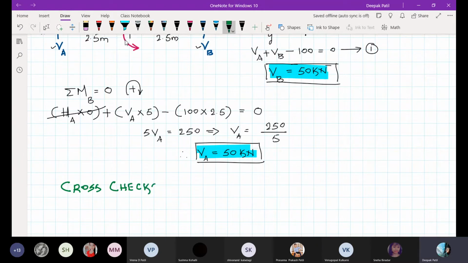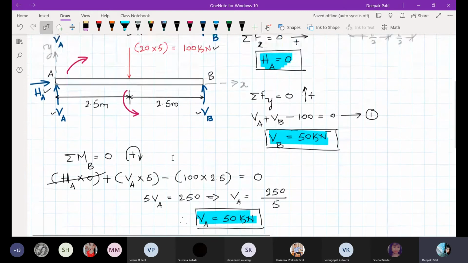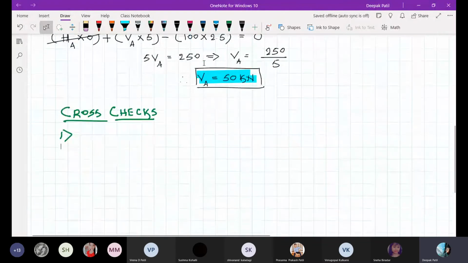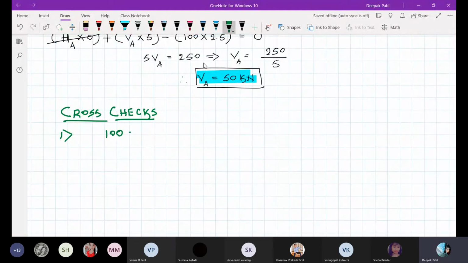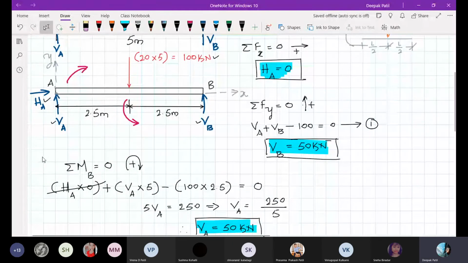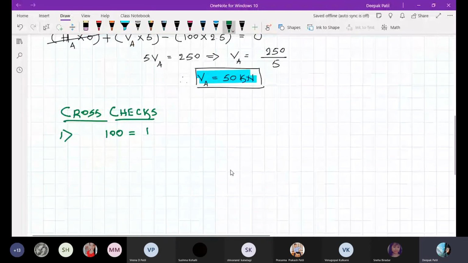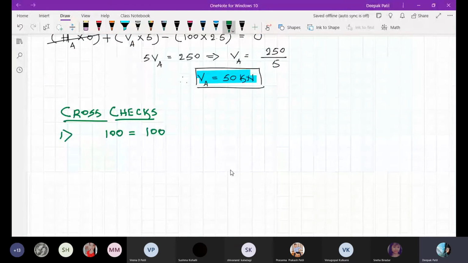In the exam, no need to do these cross checks, but on a rough page, you can do these cross checks and ascertain whether your answers are correct or not. The first cross check: the total downward load should be equal to the total upward load. Total downward load is 100, equal to the total upward load, VA plus VB, that is 50 plus 50, which is also 100. So the first cross check is correct.